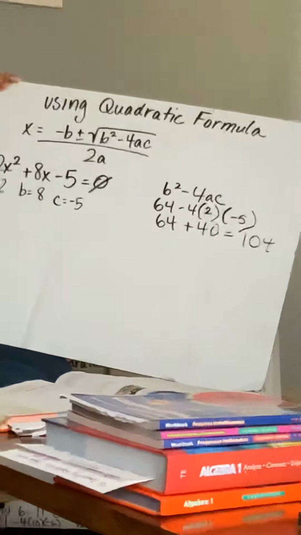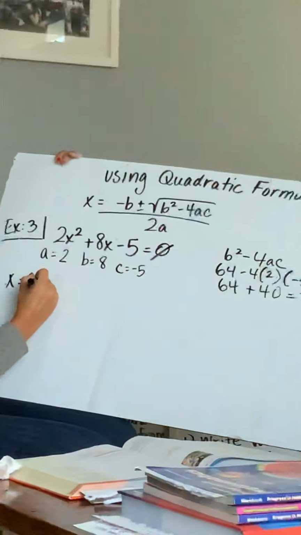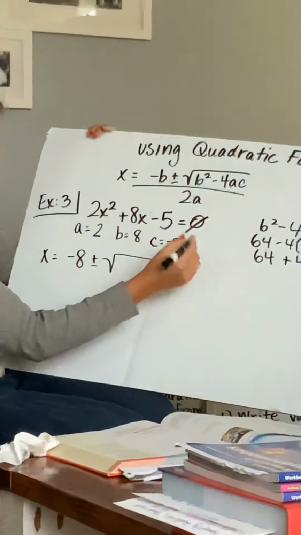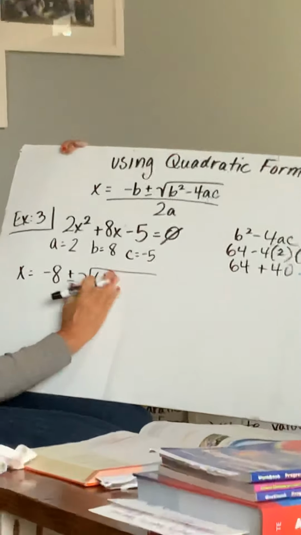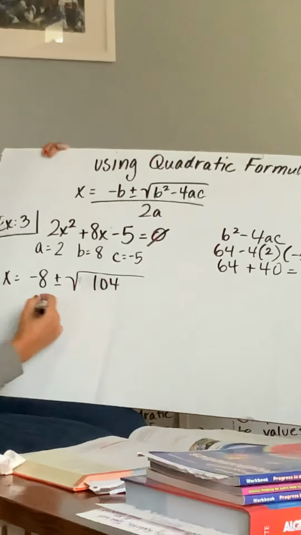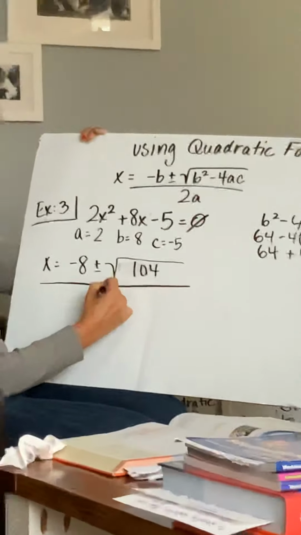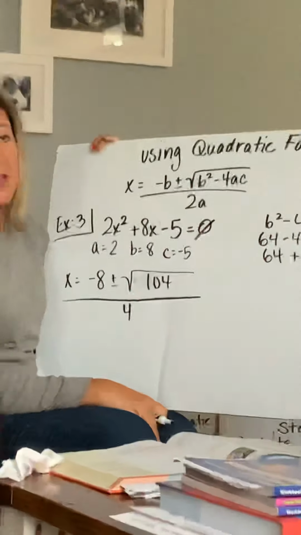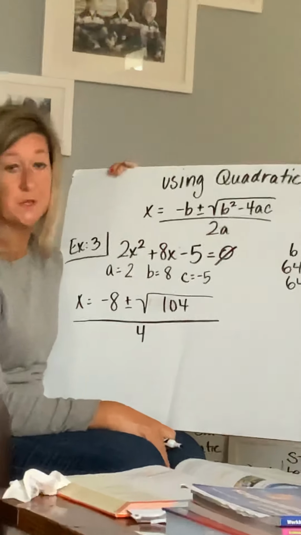All right, so let's substitute. X equals, what's the opposite of 8? Negative 8 plus or minus, we just did it, 64 plus 40. We're just going to put 104. Okay? I'll let you do that shortcut. All over 2 times A, 4. All right, so then we have to ask ourselves, what are 2 factors of 104 that are going to give us a perfect square root?